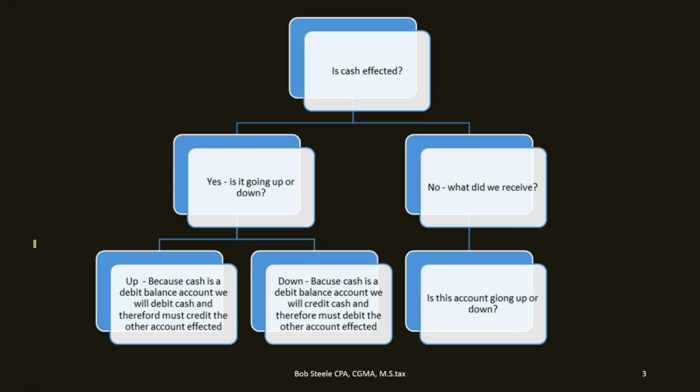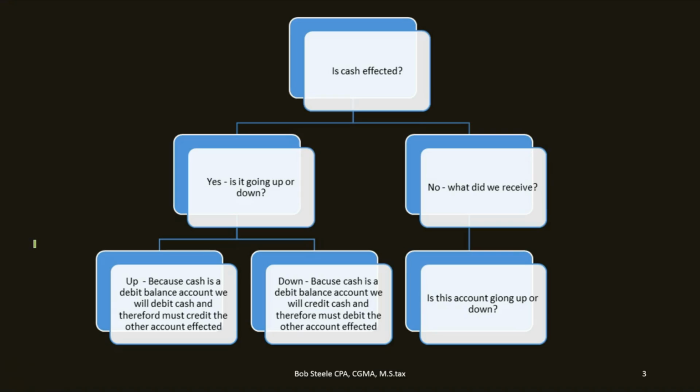We're going to go through the same set of questions, so we're going to repeat this process once again, asking, is cash affected? Why did we ask that first? Because if cash is affected, we know what will happen to cash a lot more easily because we generally use cash a lot more often, and therefore that will help us to understand what will happen to the other accounts. So we're going to ask, is cash affected? If it is, is it going up or down? Therefore, do we debit or credit cash?